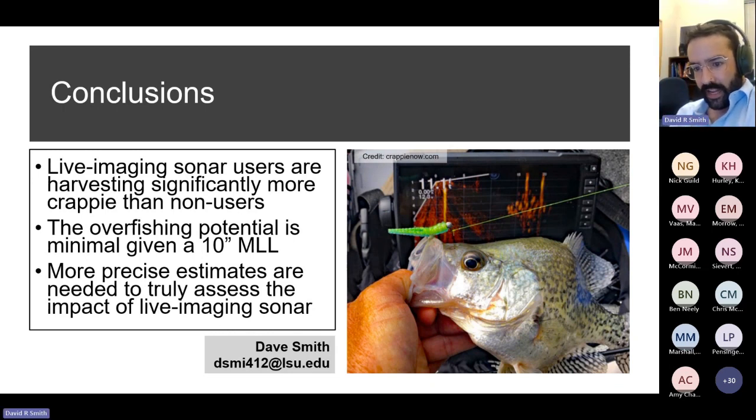Got a question from Nick. We're not really sure about the adoption rate for live imaging sonar. Texas Parks and Wildlife has only added it to creel surveys since, I think, 2021. So it's hard to tell what the adoption rate is, but with it being introduced in 2018, and those creel surveys being conducted in 2022 and 2023, we're seeing the majority of crappie anglers using it. The adoption rate seems to be pretty high.